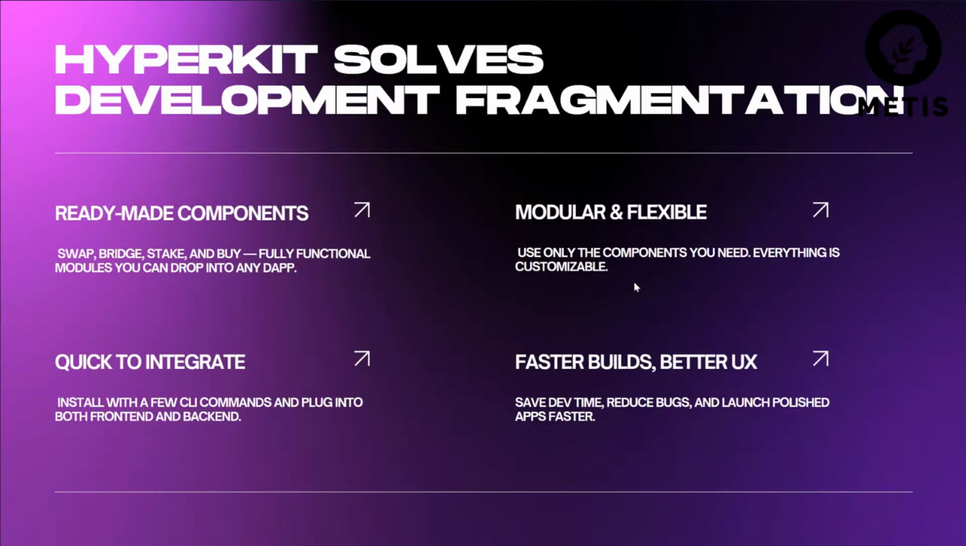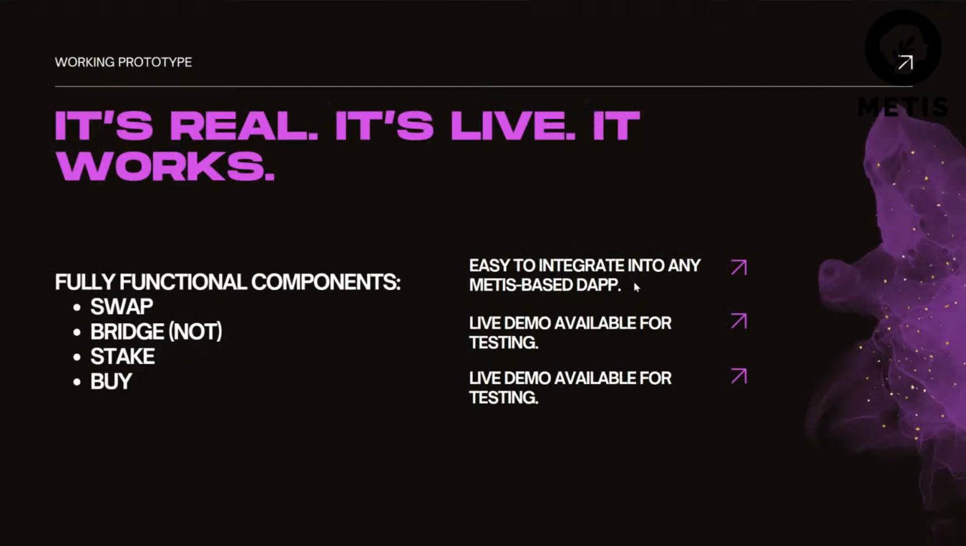HyperKit gives developers plug and play modules that just work. For example, as I said before, the swap, bridge, stake, and buy are already built and ready to integrate. You install them with a few CLI commands and connect them to your front end or back end. Everything is modular and customizable. You only use what you need. It's the easiest way to speed up development and ensure a clean, consistent user experience. And with all of that, all the core modules are live.